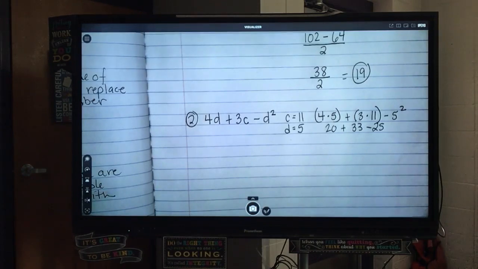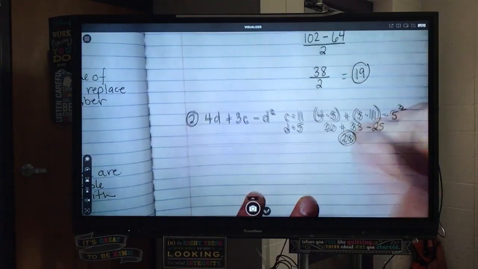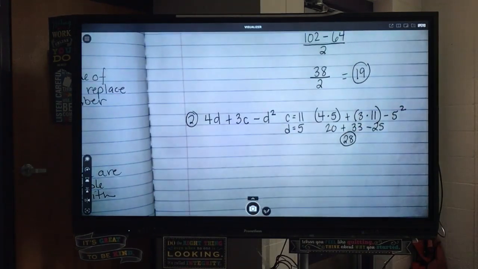For this, 20 plus 33 minus 25? Well, it's 43 minus 25. And then it'd be 28. So the correct answer for that one is 28. All right. Questions?